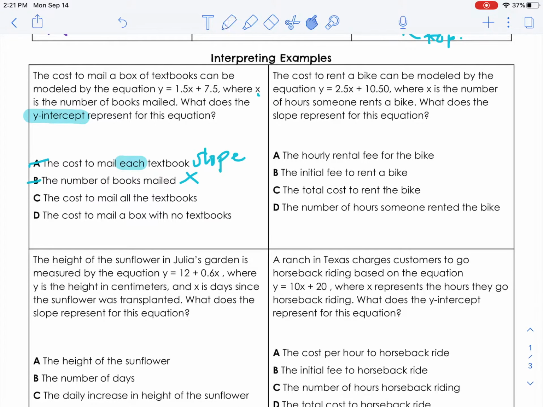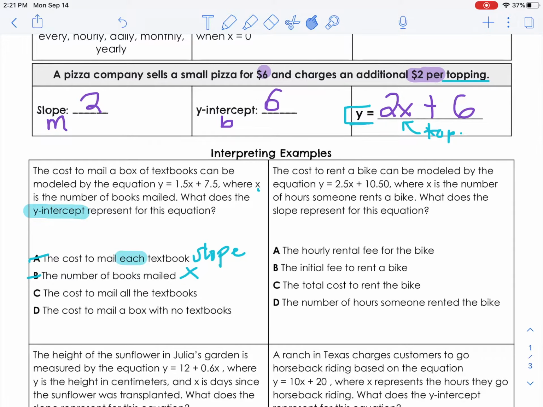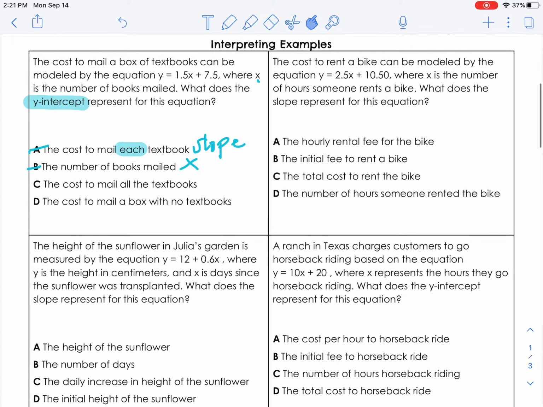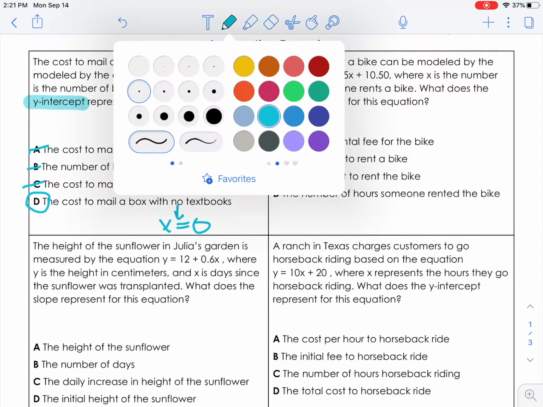That's the x value, kind of like it was in our example problem where the x was the toppings. All right? And the cost to mail all of the textbooks, that would be the y value. So it's not C. Hopefully it'll be answer choice D. So the cost to mail a box with no textbooks, that would mean the x would equal 0, so that has to be the y-intercept. I don't know why anyone would mail a box without anything in it, but that's just the way it goes.